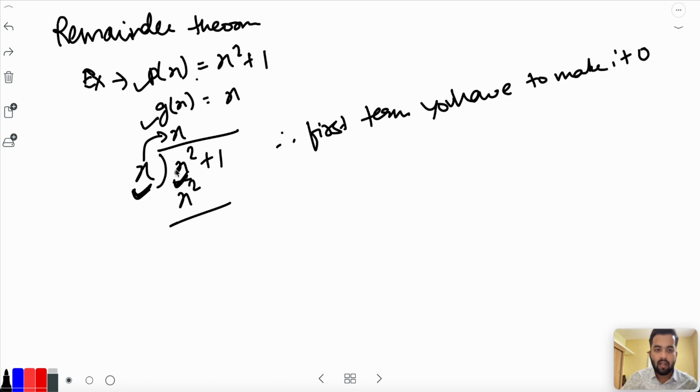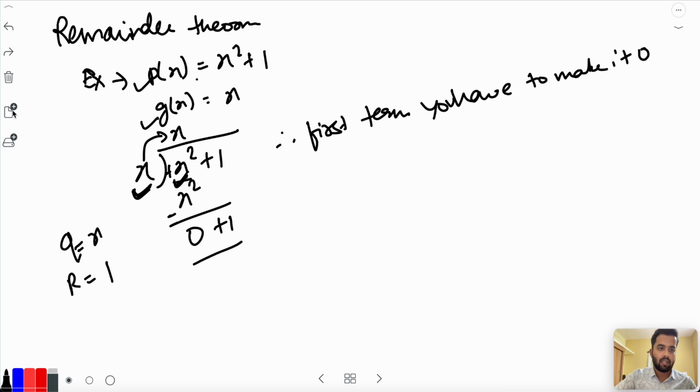Now see, after writing the same values, change the sign. So here is plus x square, here is minus x square. What is the answer? 0 only. Plus 1 will come down. You can't divide now. What is the answer? So quotient will be what? Quotient will be x, remainder will be 1. Like this we have to understand.